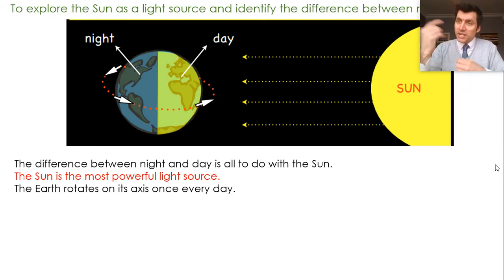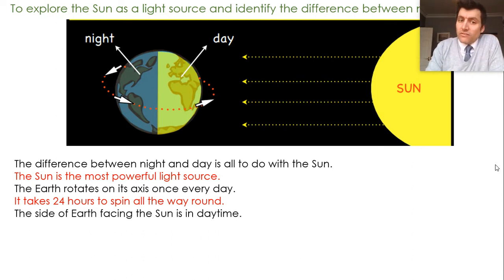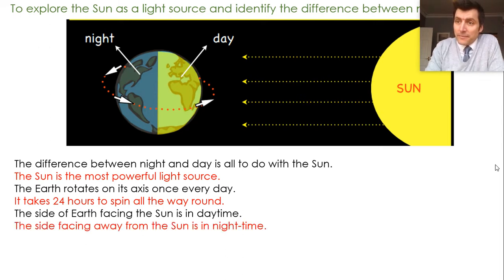So it takes 24 hours for the world to spin round on its axis. 24 hours, so 1 day for it to spin all the way around. And the side of the world that's facing the sun is the one that has daytime. So there's always somewhere where it's daytime, even if it's nighttime where we are. But it's nighttime when it's facing away.